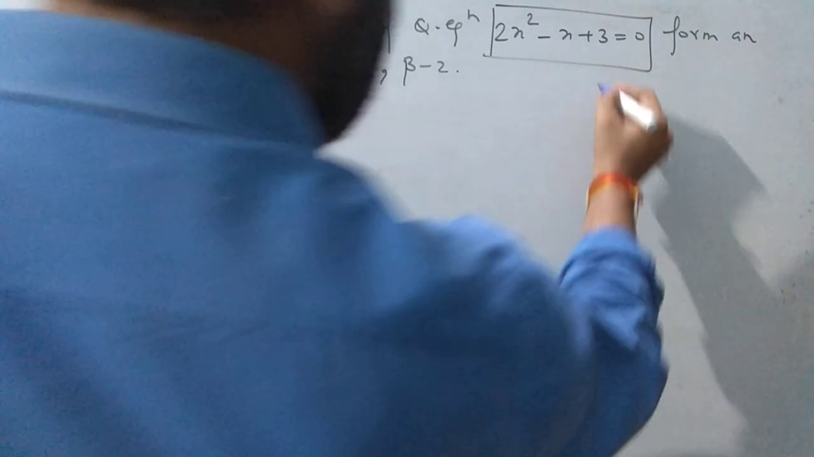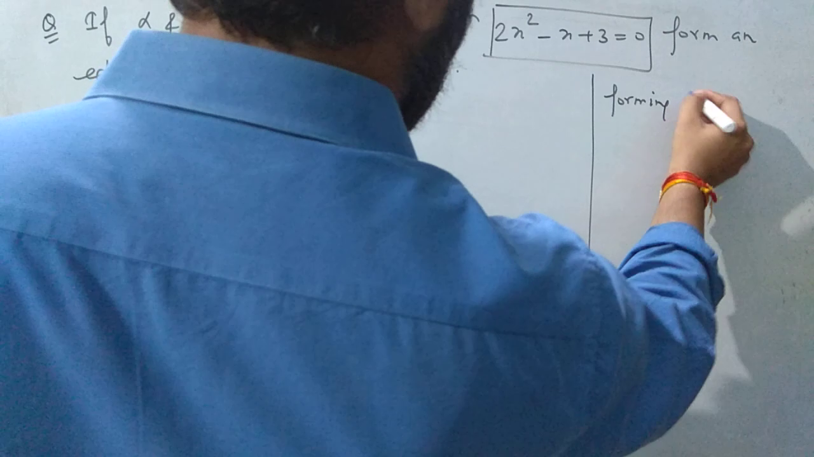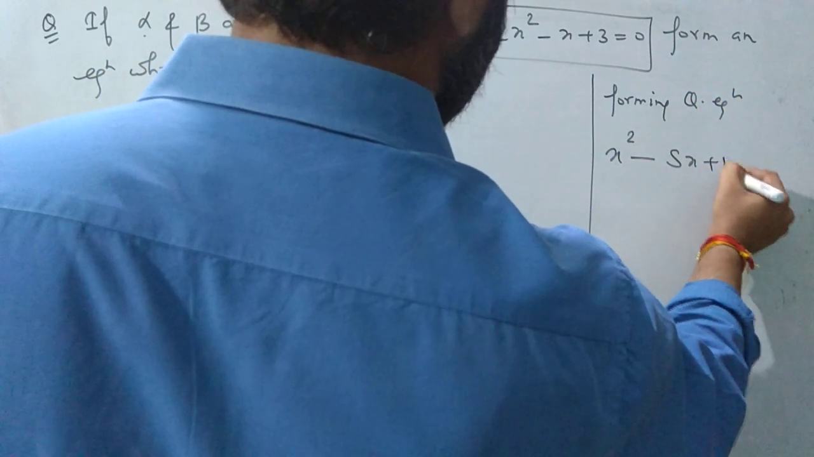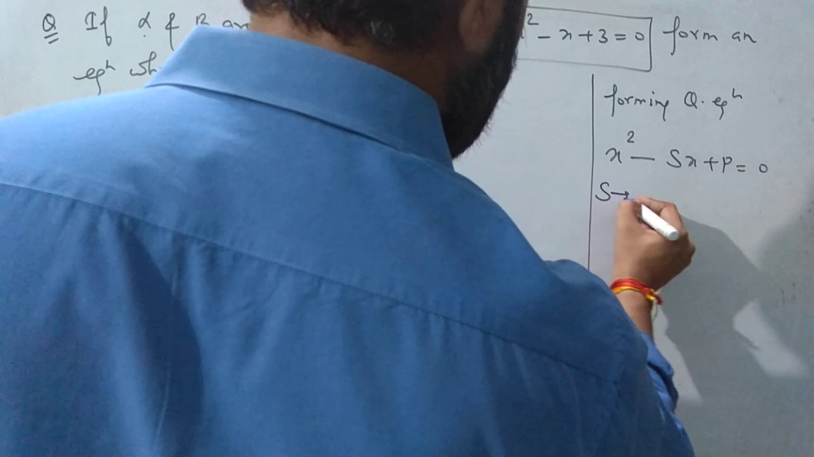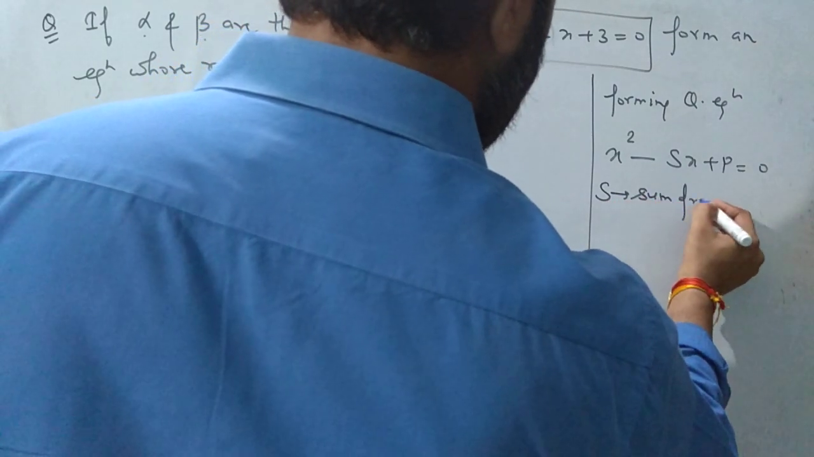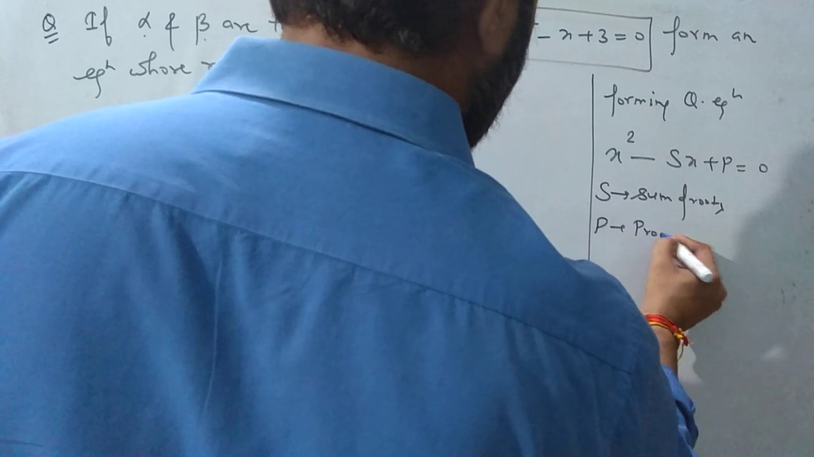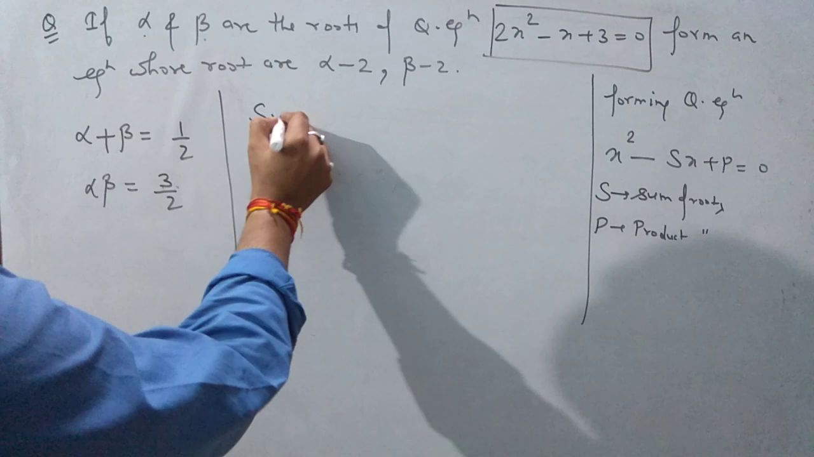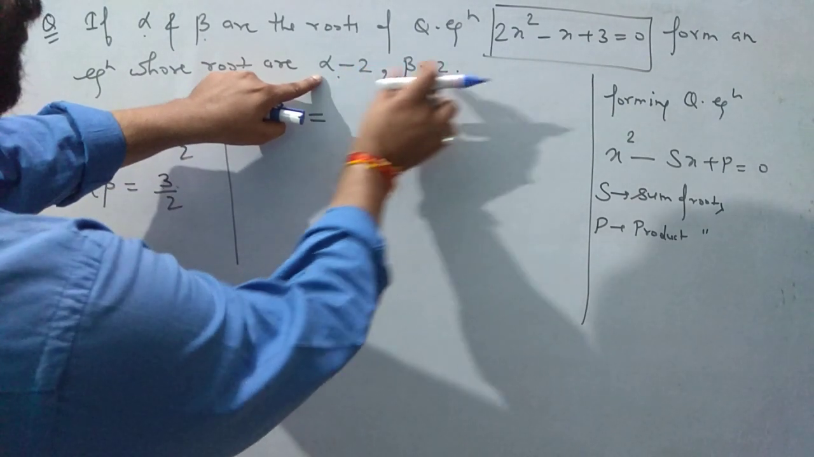Whenever you are going to form an equation, the standard form of a quadratic equation is x square minus sx plus p is equal to 0. This is the standard form, where s represents the sum of roots and p is the product of roots. So first we find the sum, since we want an equation whose roots are this and this. This is the first root, this is the second root.